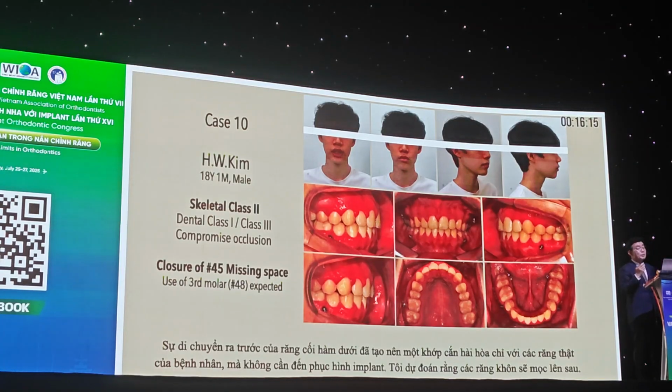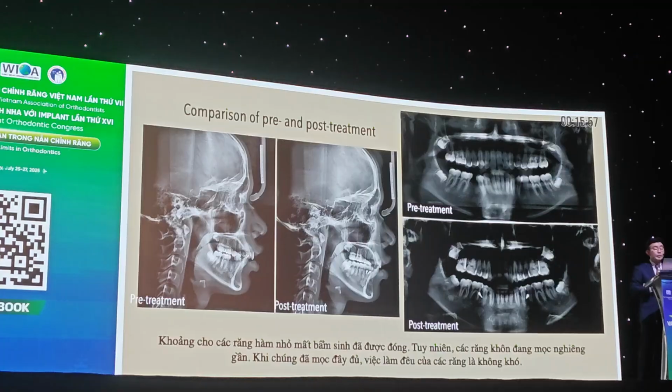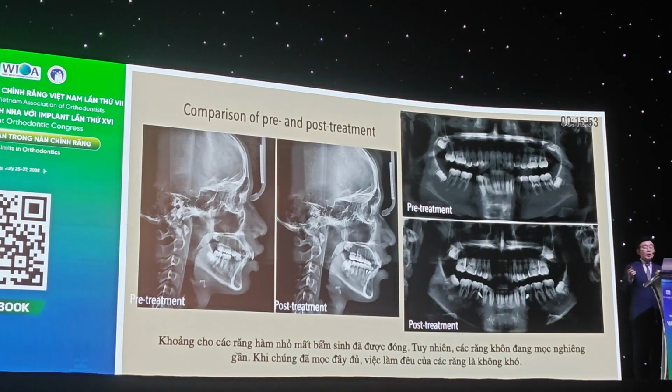The forward movement of the mandibular molars resulted in a satisfactory occlusion achieved thoroughly with the patient's own teeth, without the need for implants. I anticipate that the third molar will erupt later and contribute to the occlusion. The space for the congenitally missing premolar closed well.